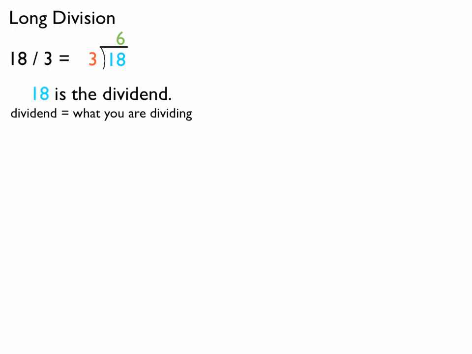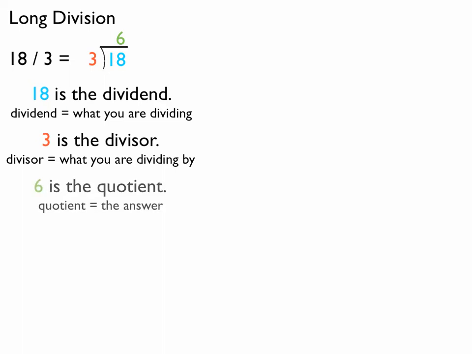18 is what we call the dividend, or basically what you are dividing. Since it's 18 divided by 3, 3 is what's doing the dividing, and 18 is what's being divided. 3 is also called the divisor, or what you're dividing by. And 6 is the quotient. That's basically just a fancy word for the answer. So 18 dividend, 3 divisor, 6 is the quotient.